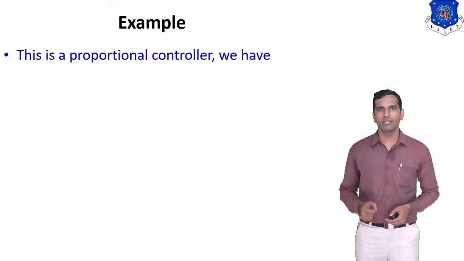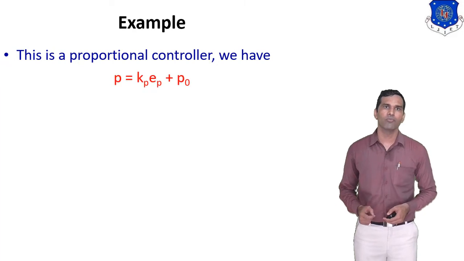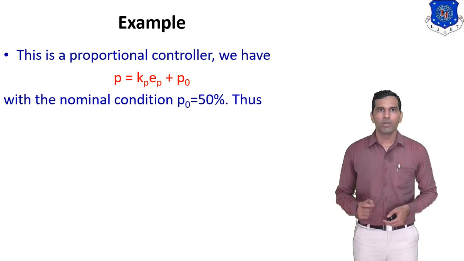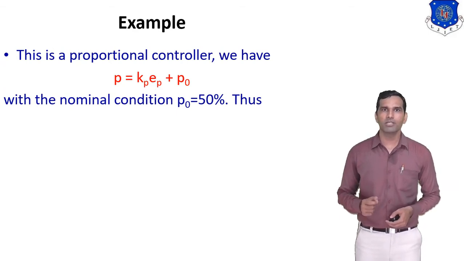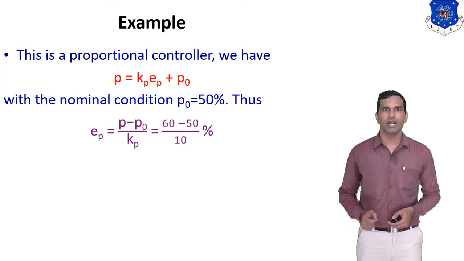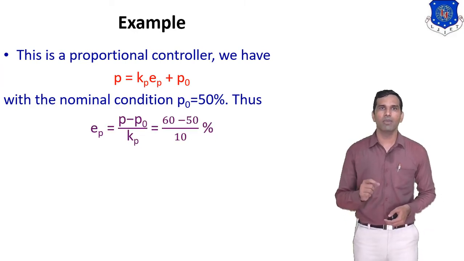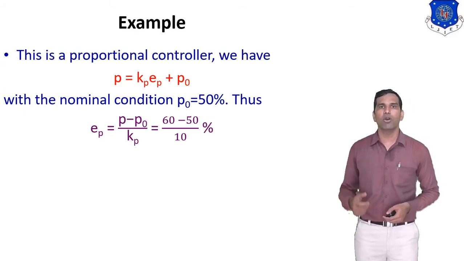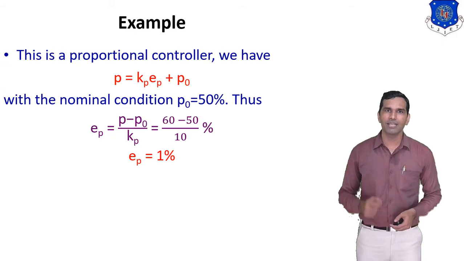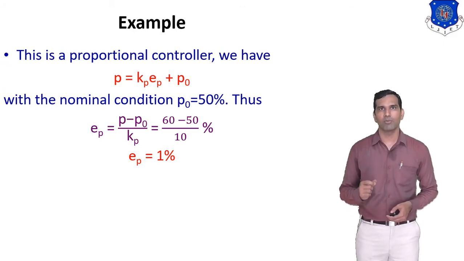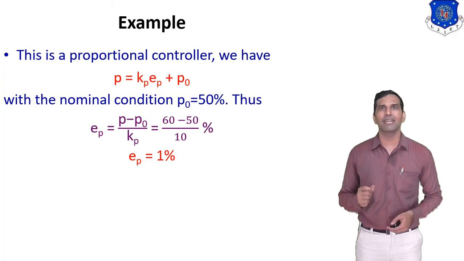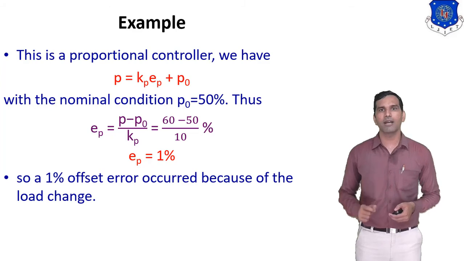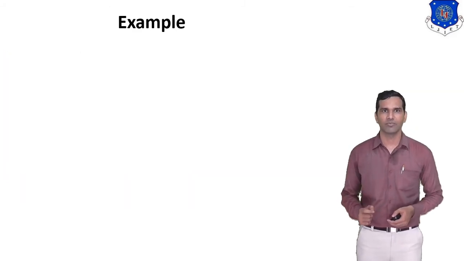Now this is a proportional controller. So we have P equals Kp into Ep plus P0. With the nominal condition, P0 we know is 50%. Thus Ep equals (P minus P0) upon Kp. So we have the values of P, P0 and Kp. So we get Ep equal to 1%. That means the offset error is 1%. So the 1% offset error occurs because of the load change.